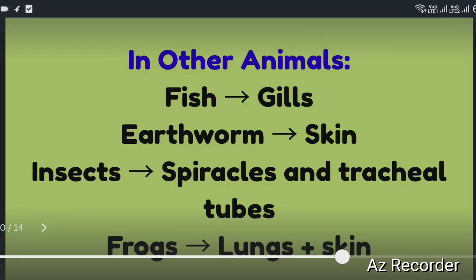And compared to the animals, even different organisms, the eukaryotes, they also have the respiratory function, and based on the different types of animals, the respiratory organs also differ. So for example, in fishes, they use the gills for respiration, and the earthworm uses the skin, through which it can respire. In insects, spiracles and tracheal tubes are used for respiration. And in a frog, they use both lungs and the skin.